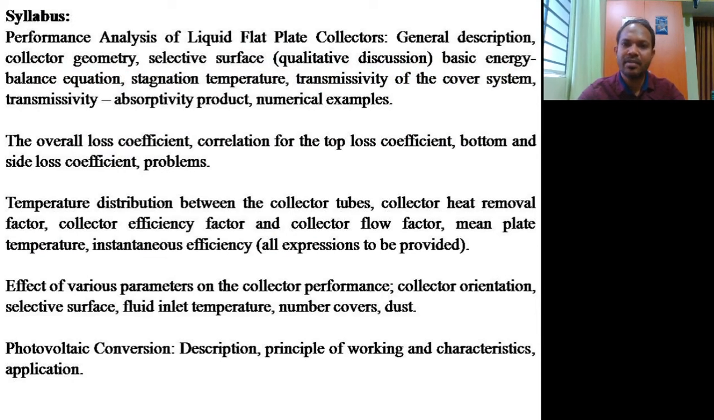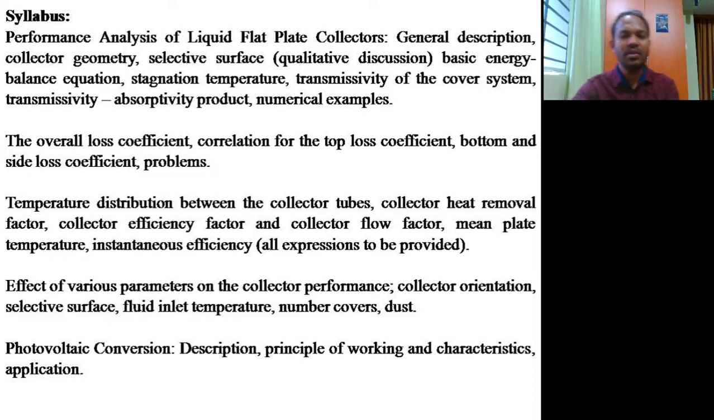Before I go through the syllabus of the flat plate collectors, I would like to give you a small introduction. A flat plate collector is one of the popularly used solar applications in the domestic as well as the industrial sector, where in the domestic purpose we use it for water heating and lighting, whereas in the industrial purposes they use it for generation of electricity, and this electricity will be utilized. And these liquid flat plate collectors play a vital role in deciding the economic status of the industries as well.